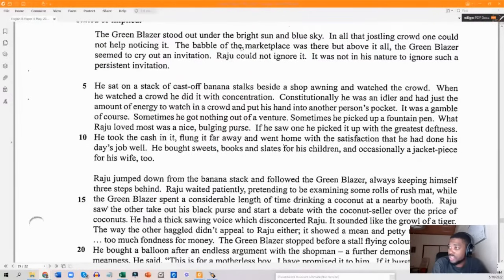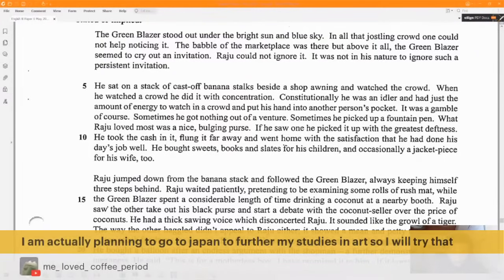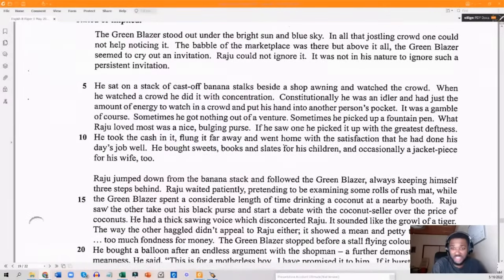The green blazer stood out under the bright sun and blue sky. Ooh, we have to chat. Sounds interesting. All right, passage.